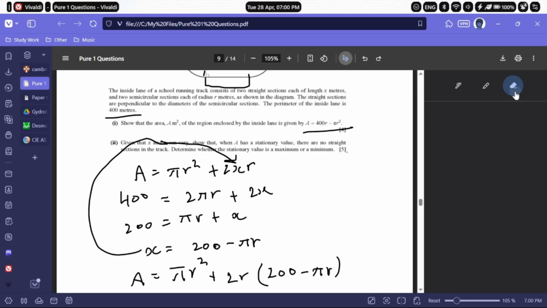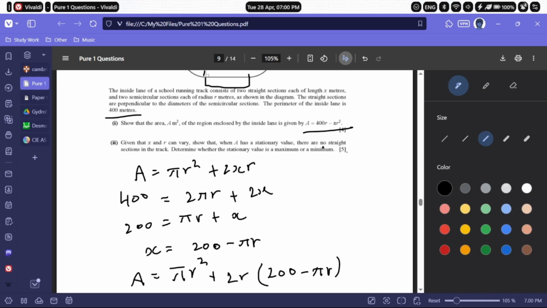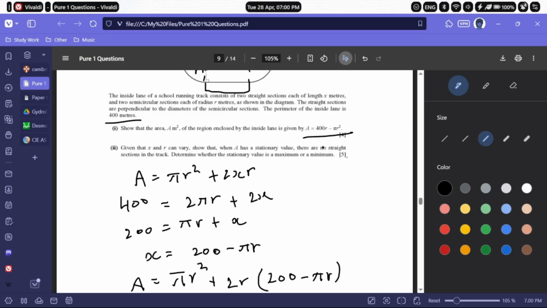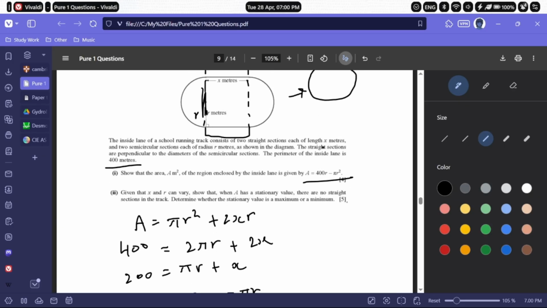Let me just erase these things. Now, in part 2, given that x and r can vary, show that when A has a stationary point, there are no straight sections in the track. Then determine whether the stationary value is a maximum or a minimum. So first of all, they're telling you when A has a stationary value, there are no straight sections in the track.